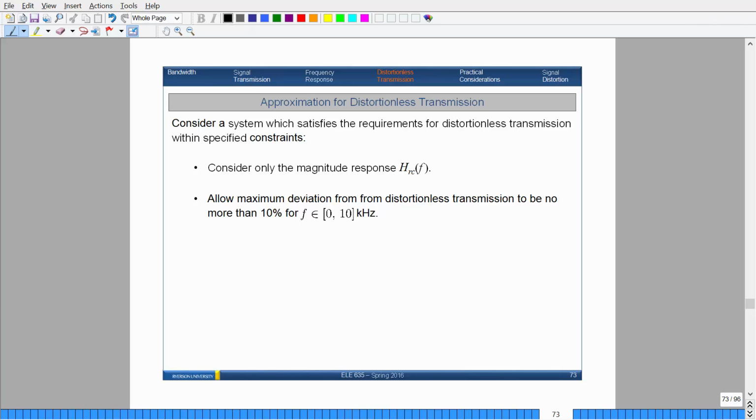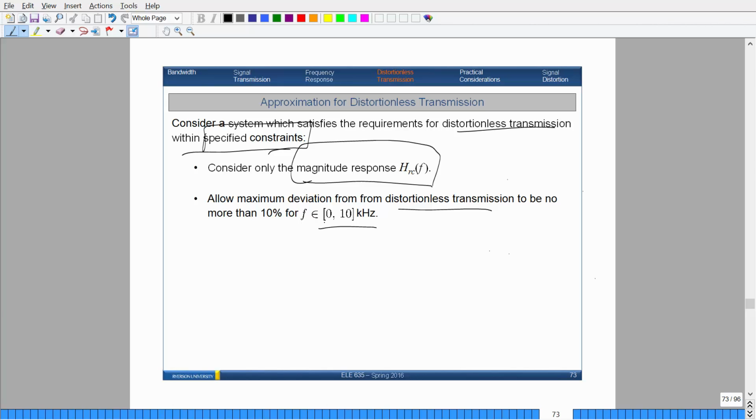Okay, so what we'll do here is a little example. Let's consider a system where we want to sort of satisfy the distortionless transmission case, but with specified constraints, which means that it's not going to be quite constant in between the two bands, but it may drop by a little bit, and that's okay. We're only going to look at the magnitude response, not the phase for now. To satisfy distortionless transmission, from 0 to 10 kilohertz, the magnitude drops by no more than 10%.